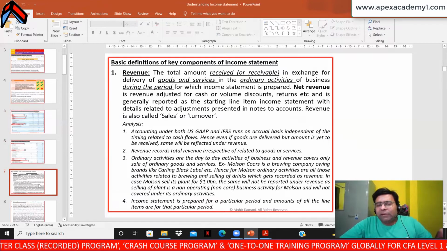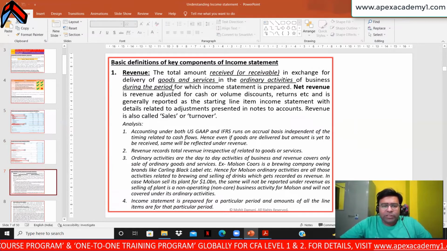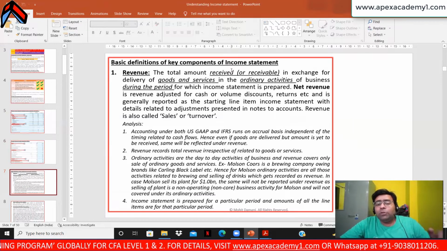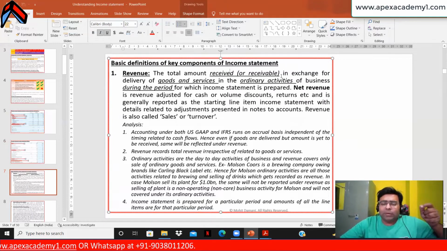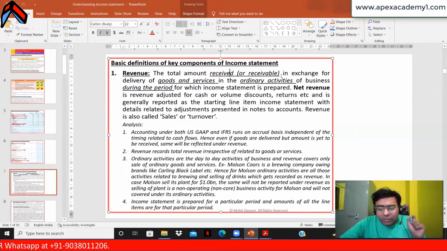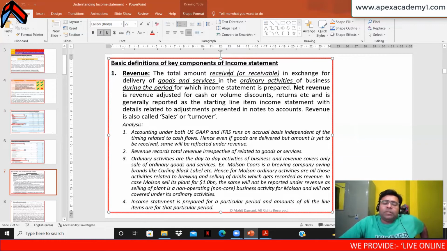The basic definition of revenue is something which is known, but still: revenue is the total amount received or receivable, so basically the accrual concept. The difference between accrual and cash concept is something you should be aware of. We always try to follow the accrual concept, which means it is immaterial whether cash is received or not; when we have provided the services during that period, you would be recognizing the revenue. That's why they say received or receivable in exchange for delivery of goods or services in the ordinary activities of the business during the period.